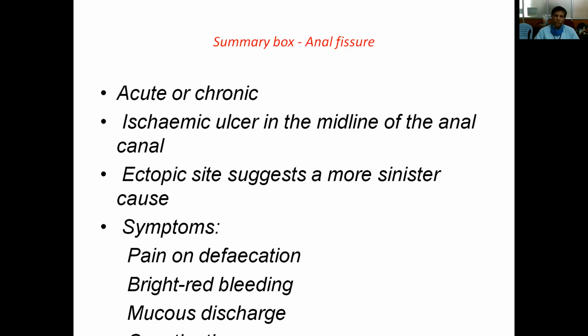Summary of the fissure: it can be acute or chronic. It is an ischemic ulcer in the midline of the anal canal. Because of ischemia, it occurs more often in the midline. An ectopic site suggests a more sinister cause. Symptoms are pain on defecation, at night, with bleeding and mucus discharge.